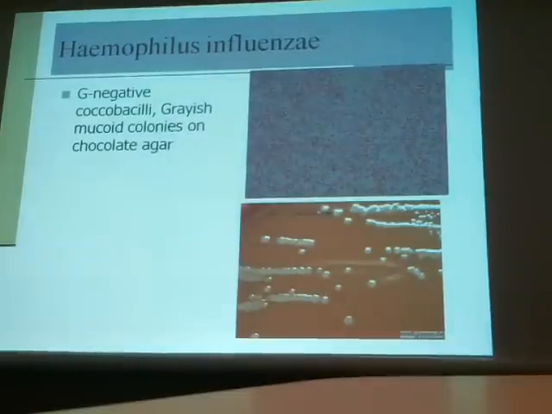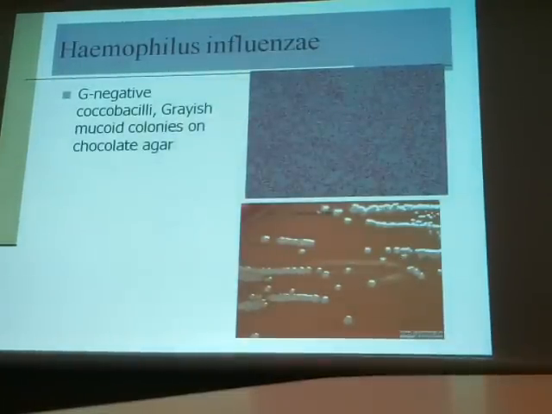We have gram-negative coccobacilli; the Gram stain gives gram-negative pink coccobacilli. On chocolate agar it gives a mucoid colony. We also have a phenomenon we call satellitism. Satellitism phenomenon, okay, you surely took it.